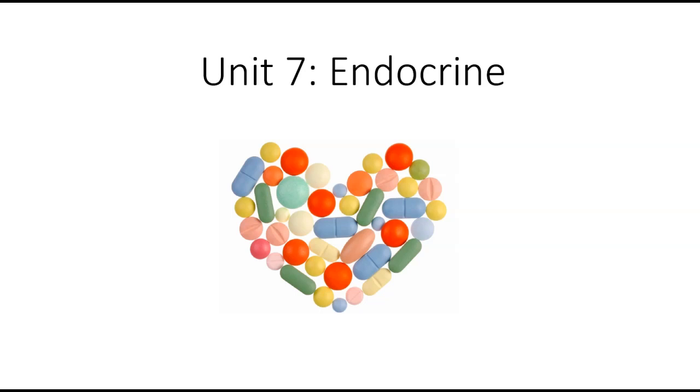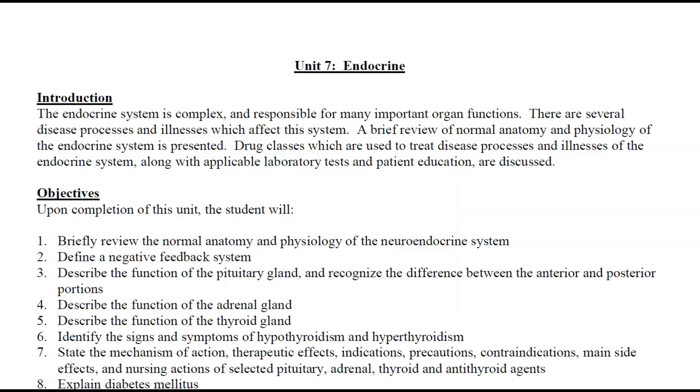Unit 7, Endocrine. The endocrine system is quite complex and it's responsible for many important organ functions. So there are several disease processes and illnesses which affect this system. We're going to do a brief review of normal anatomy and physiology of the endocrine system, and then we're going to go over some drug classes which are used to treat disease processes and illnesses of the endocrine system, along with applicable lab tests and patient education.